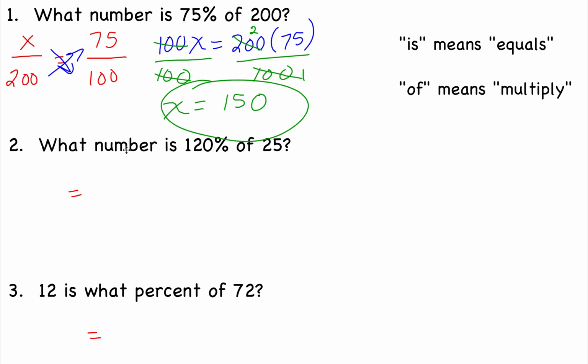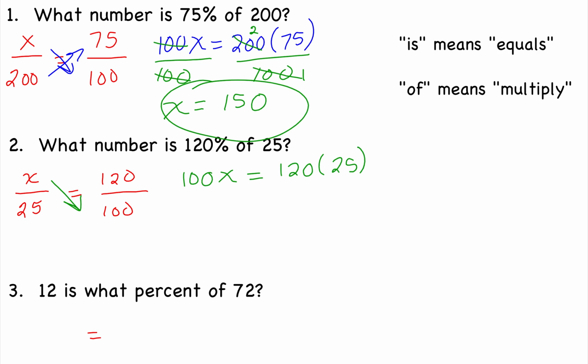Second problem says, what number is 120% of 25? Well, again, we have the percentage, 120% over 100. It's percent over 100. We're looking for the is, and we have the of. Of is 25. So again, to solve this, we're going to cross multiply. 100 times x is equal to 120 times 25.